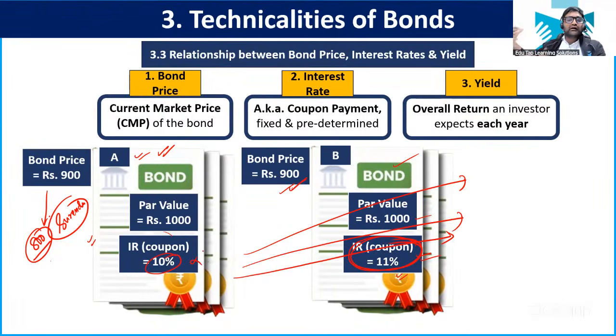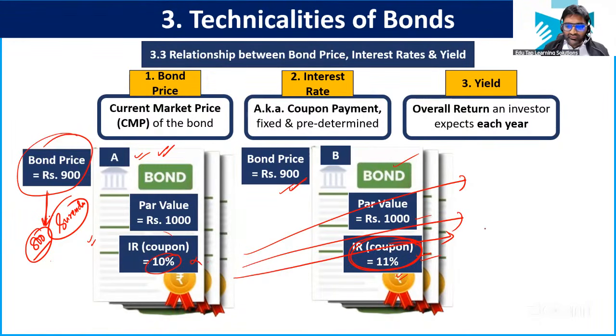But if in the market, interest rates change, if the bond coupon rates in the market are changing, in that case what will happen to the price of the bond that I am holding? It will decrease. Okay, isn't it?